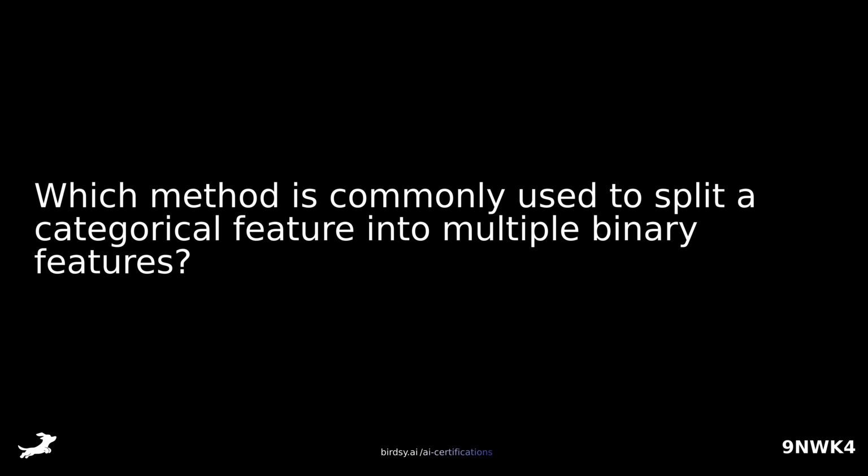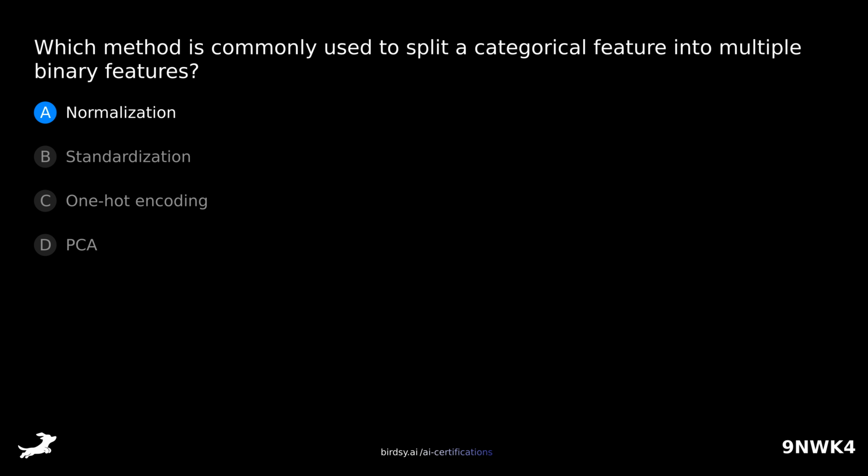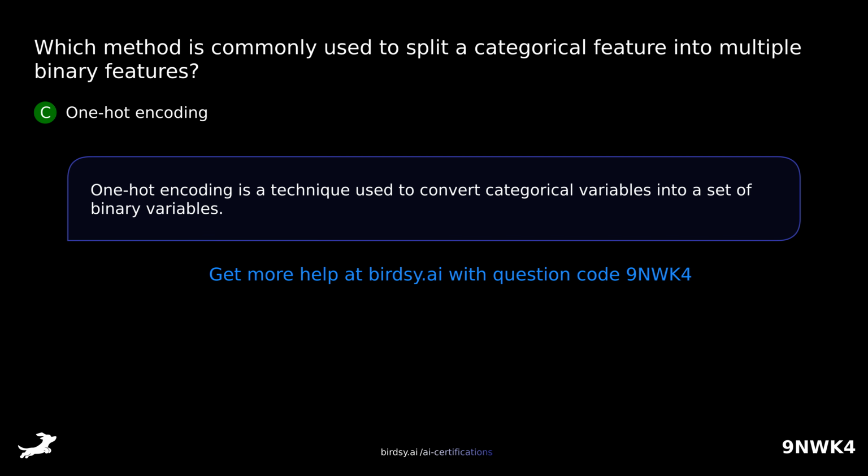Which method is commonly used to split a categorical feature into multiple binary features? Is it A, normalization? B, standardization? C, one-hot encoding? Or D, PCA? The answer is C, one-hot encoding. One-hot encoding is a technique used to convert categorical variables into a set of binary variables.